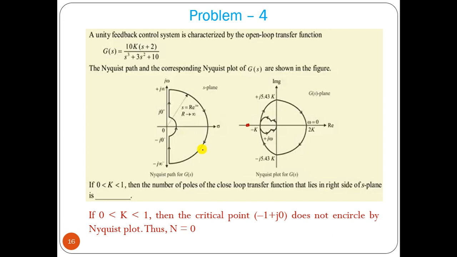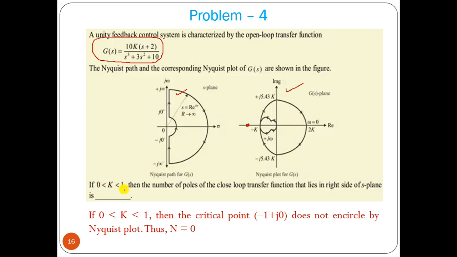Okay, so another problem, also from the GATE examination. A unity feedback control system is characterized by this open loop transfer function. Now the Nyquist path and the corresponding Nyquist plot are shown. So this is your Nyquist contour and this is your Nyquist plot.